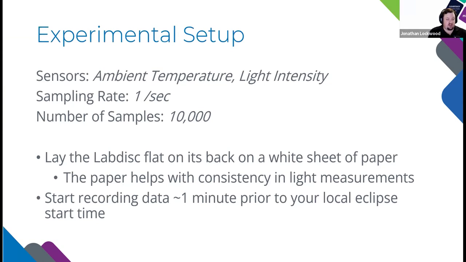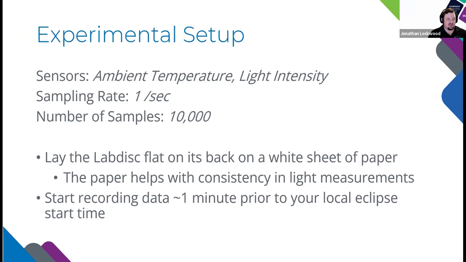So to help get a consistent reading and prevent that data from overwhelming the lab disk, what you want to do is lay just a sheet of white printer paper flat on a table or flat on the floor and place the lab disk on its back directly on top of it. If you view the lab disk solar eclipse lesson on my STEM kits, you can actually see a picture of what that looks like. But just lay that flat paper down right on a flat surface and put the lab disk right on top of it. You don't want that sensor pointed directly at the sun.